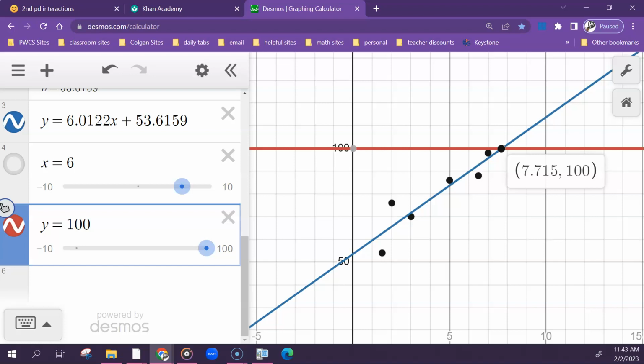So whether you use Desmos and the table, Desmos and find where they intersect, the calculator and the table, or the calculator and the graph method, none of that matters, as long as you're able to do it one of those ways.